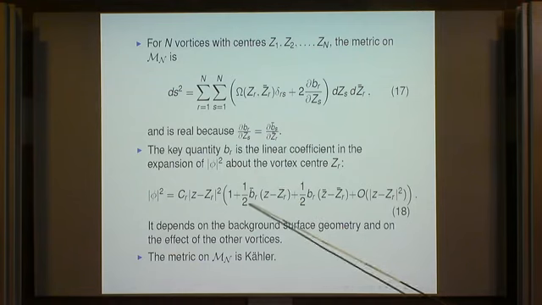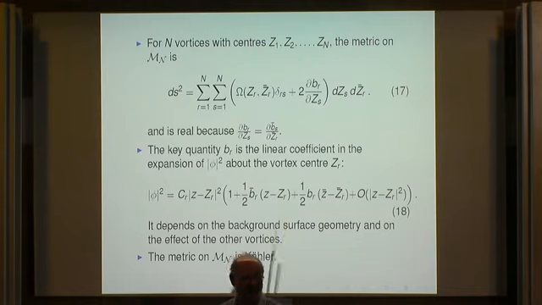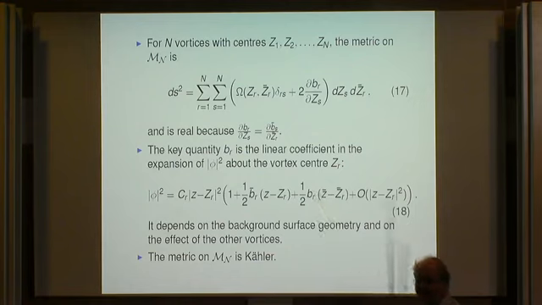Okay, so the B's are these linear coefficients, and what do they depend on? They depend on the background surface geometry and on the effect of other vortices. The B is a measure of the lack of circular symmetry of the field near the vortex. So roughly speaking, on this circle, the vortex field mod phi is circularly symmetric. And if you have one vortex alone in a plane, it's circularly symmetric and B is zero. But if this is curved, or if the other vortices are around, the field is not circularly symmetric, and B picks up the leading lack of circular symmetry. So it's quite an interesting measure of this property of the vortex.